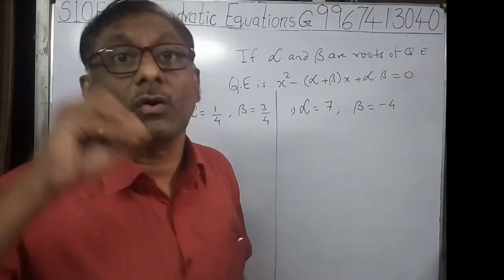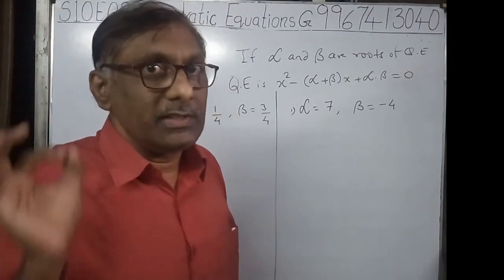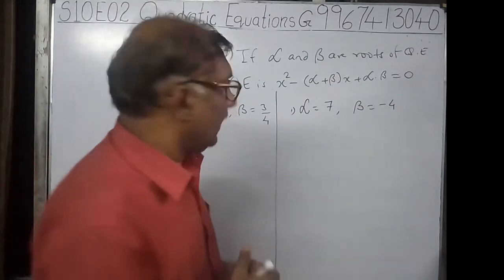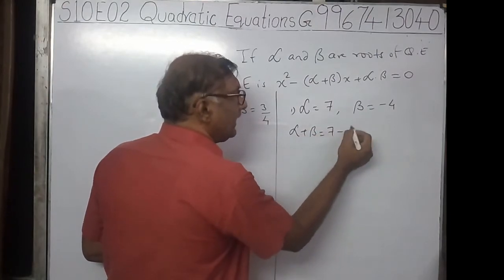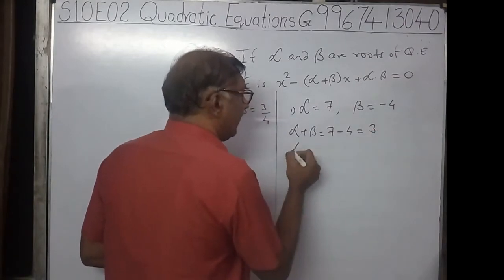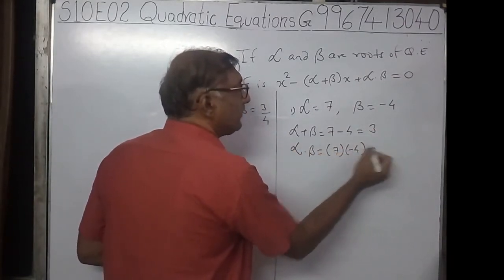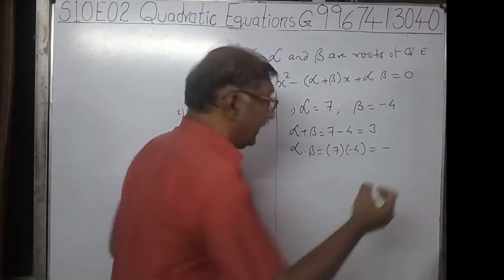The question is: form the quadratic equation when the two roots are given, right? First, before using the formula, I am going to find alpha plus beta and alpha into beta. Alpha plus beta for this particular purpose is 7 minus 4, which is very easy and comes to be 3. And alpha into beta is equal to 7 into minus 4. First multiply the signs: plus into minus is minus. 7 fours are 28, right?